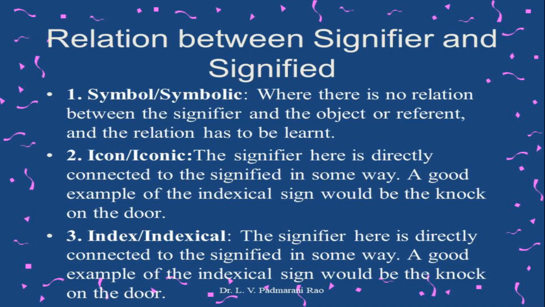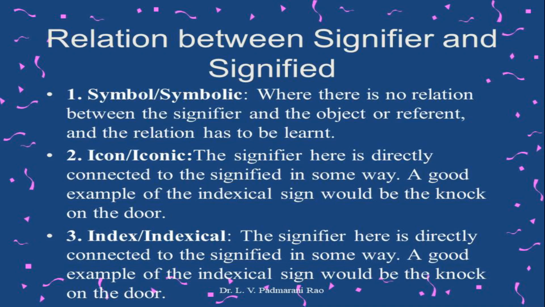Let's look at the first level of expression. The first is symbol or symbolic, that is very important. The symbol or the symbolic is where there is no relation between the signifier and the object or referent, and the relation has to be learnt. This is exactly what happens when we are learning a new language. We don't know any equation at all. We just learn, oh, this is called a tree. T-R-E-E is the spelling. The pronunciation is T sound, R sound, E sound, and this would mean this particular object.